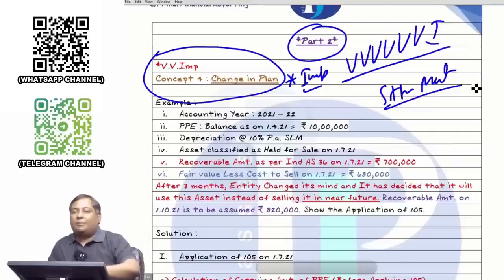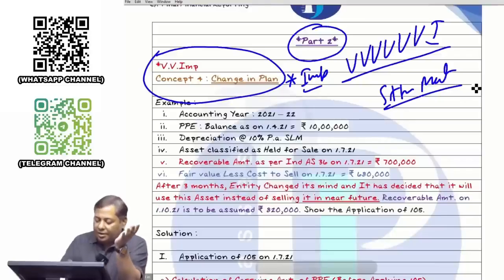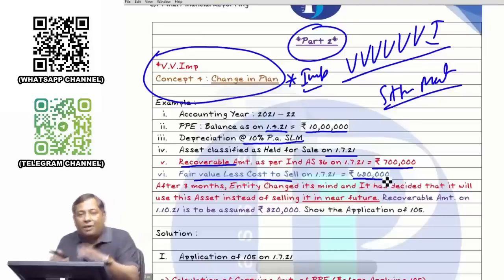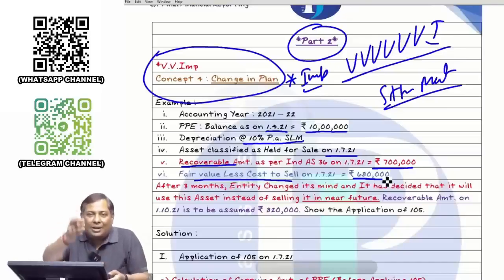And I first explained this with an example. So I am giving the same example which is written in this book of mine. I carry forward this example. Look at this. 1 for 10 lakhs. 10% SLM. Classified it on 1st July. Its recoverable amount is rupees 7 lakhs. Net selling price is 680. These are the figures I just explained to you. I was explaining to you using the same figures. I was preparing this example because I have to tell you about the change in plan.